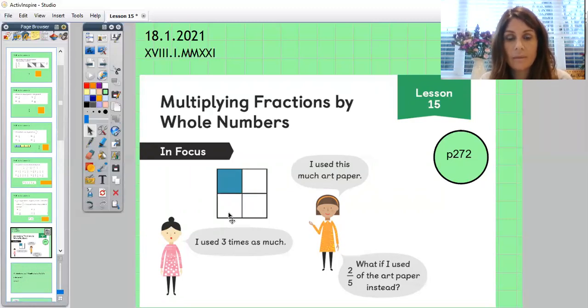We've got a piece of paper here and it's been cut into 4 parts. One part is shaded. And so she says, I used this much art paper.